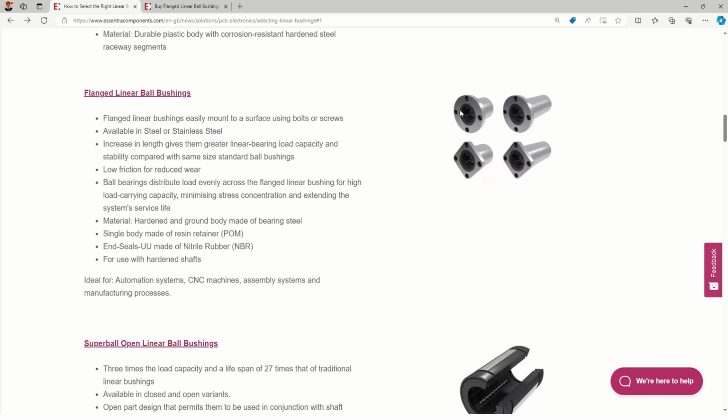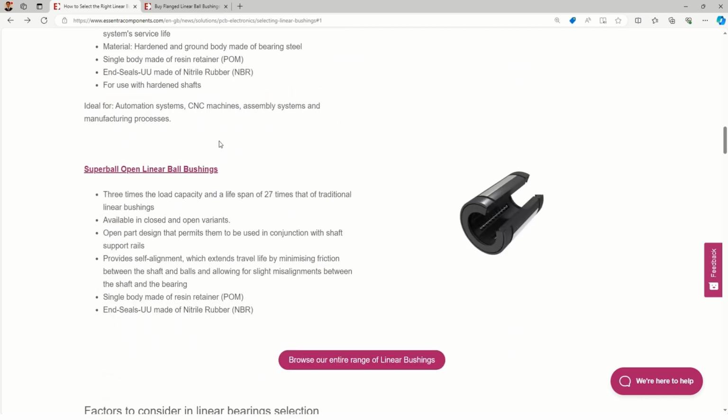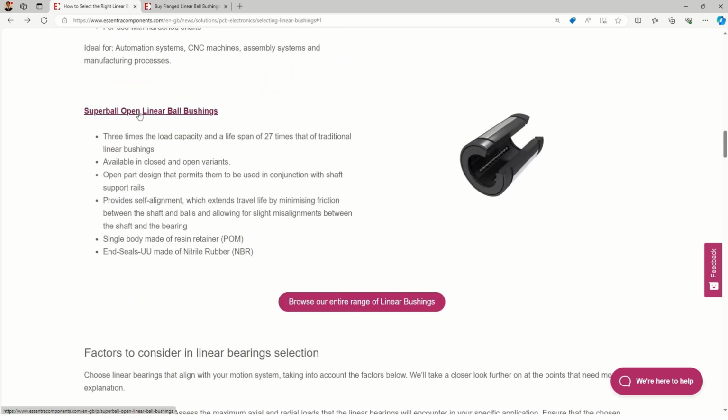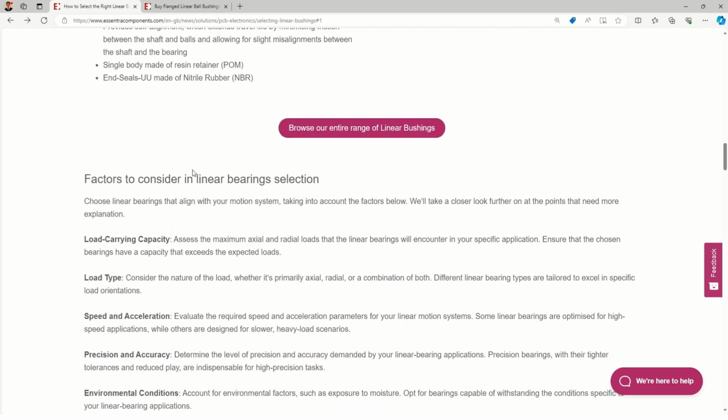And then we have super ball open linear ball bushings. As the name suggests, they have 3 times the load capacity and a lifespan 27 times that of the traditional linear bushing. So wherever applications require very high loads and a very long service life, we can go for these kinds of bearings.